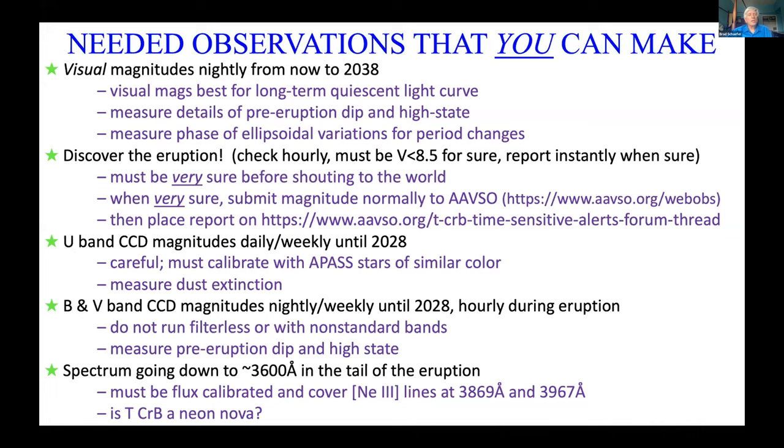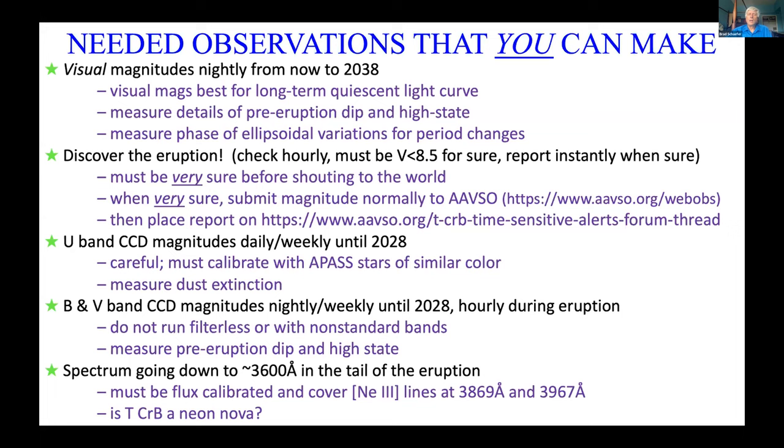So I would love to see AAVSO or anyone in the world with their small telescope doing U-band CCD photometry on T CrB, and you might do this weekly or even daily if you can, but we haven't had that in the past. The professionals have not been doing it. And there's very little data on this in the U-band in the AAVSO database. So if you can do this, start doing it, and start doing it now.